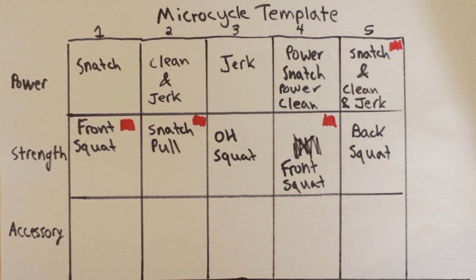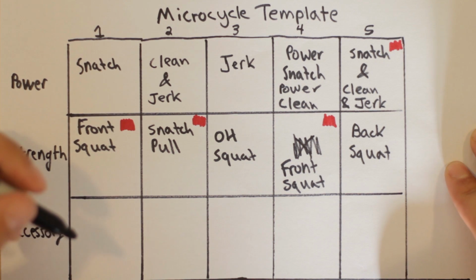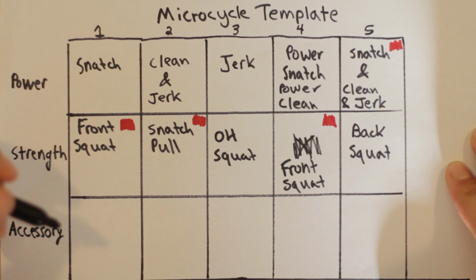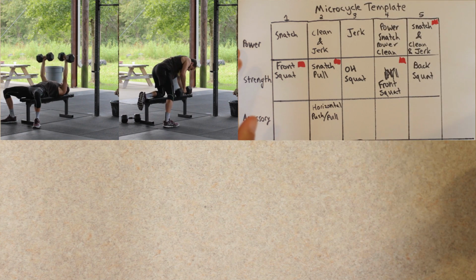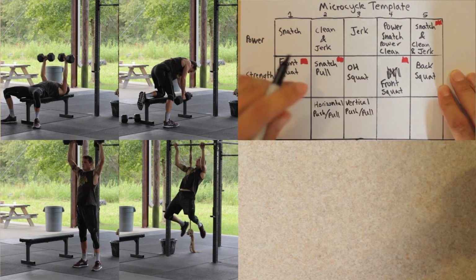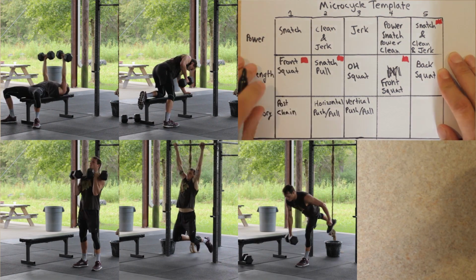Now, when I fill in the accessory portion of my program, I like to think of it as a checklist. And your checklist may be different than mine, however, this is the one that I like to use. I like to accomplish a horizontal push and pull, a vertical push and pull, posterior chain development, and direct core work.